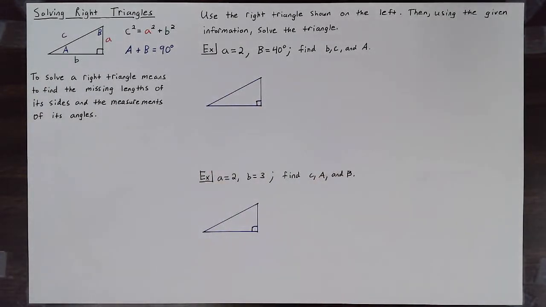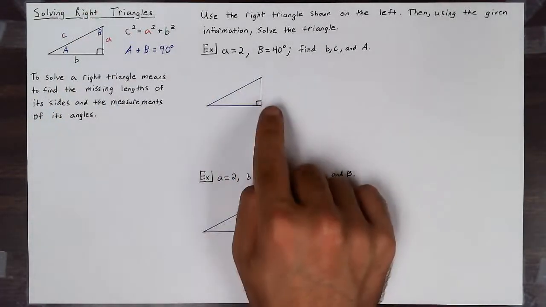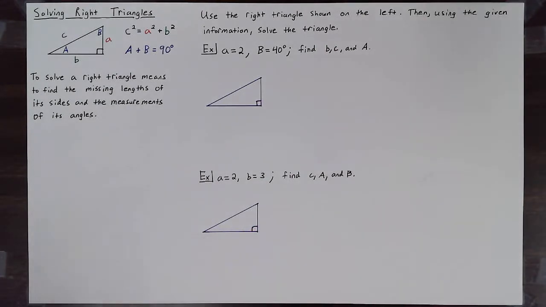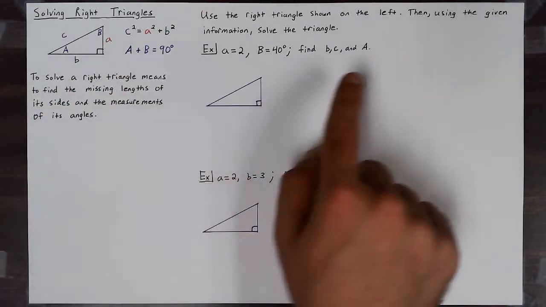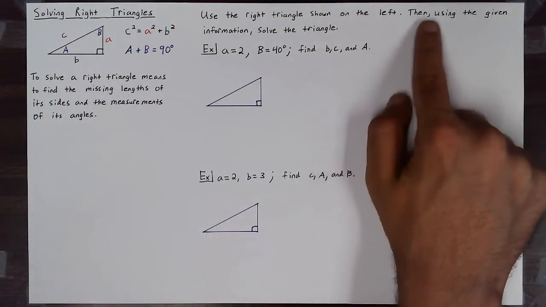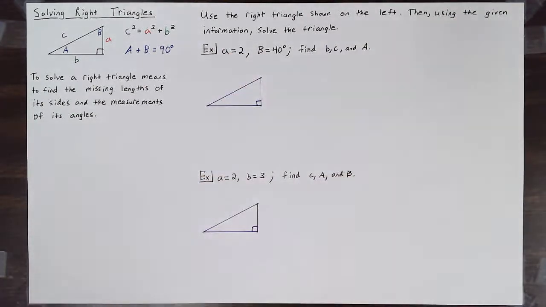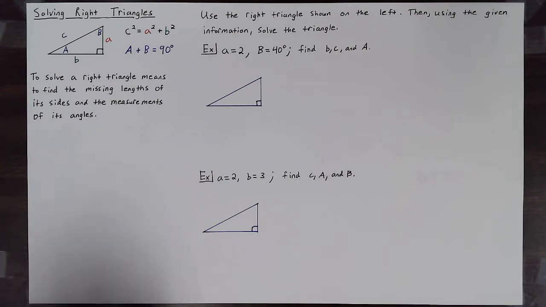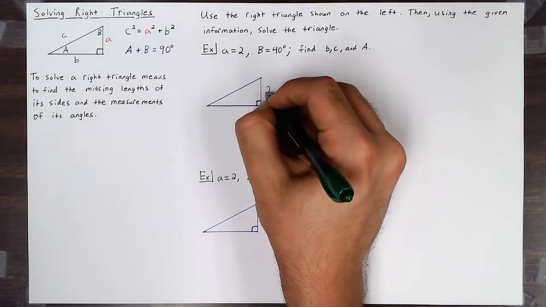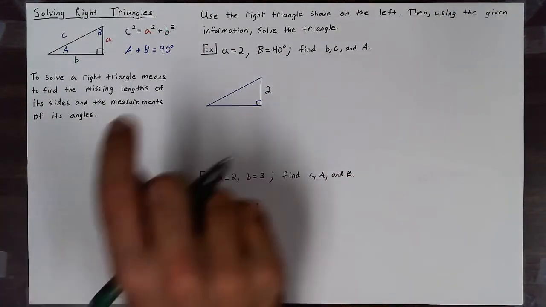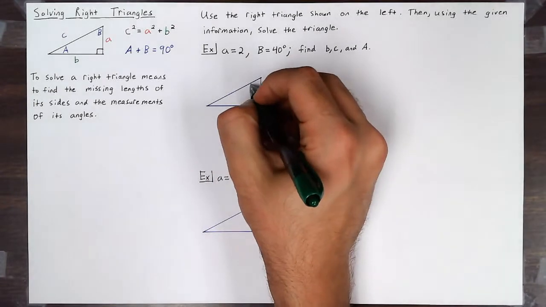Now, luckily, since we know the right triangles, we're always given one angle for sure. It's finding the other two angles and the other three sides that solving the triangle is about. So, using the right triangle shown on the left as a template, then using the given information, solve that triangle. So I'm saying here that A is equal to 2. I'll put the information I'm given in green. So A is 2, so that side's 2. And then angle B, this is the upper angle, which is 40 degrees.